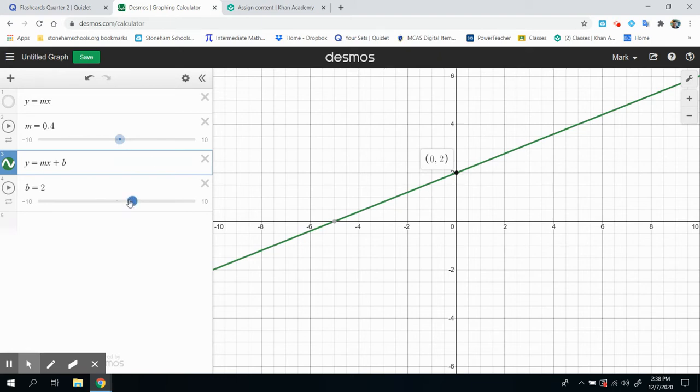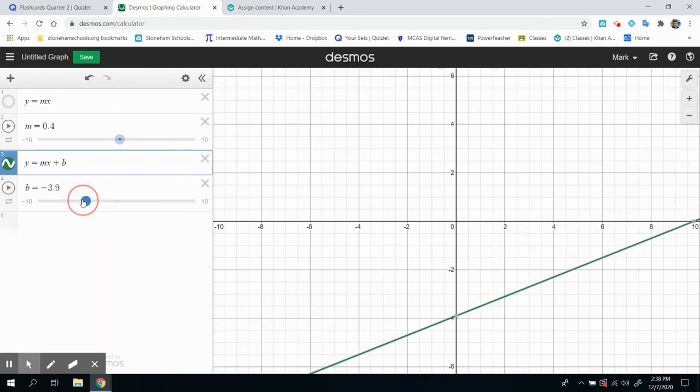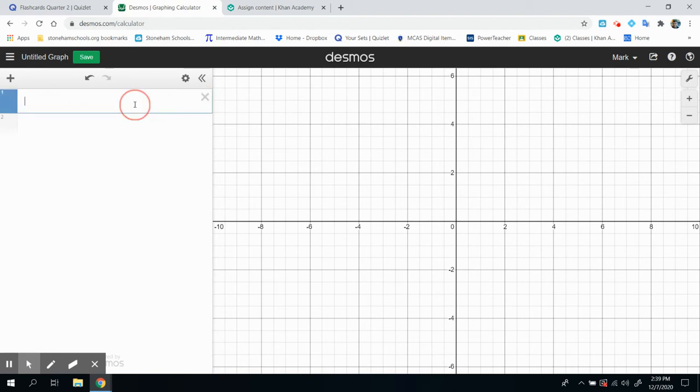And so you can see by adjusting this, I could have a y-intercept of -4, let's say. So this equation would be y equals 0.4x plus -4. You could have an equation with a slope of 2, y equals 2x plus 1, and a y-intercept of 1. And so again, there is my y-intercept of (0, 1).